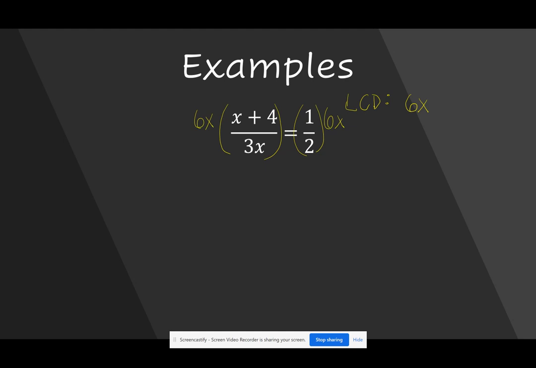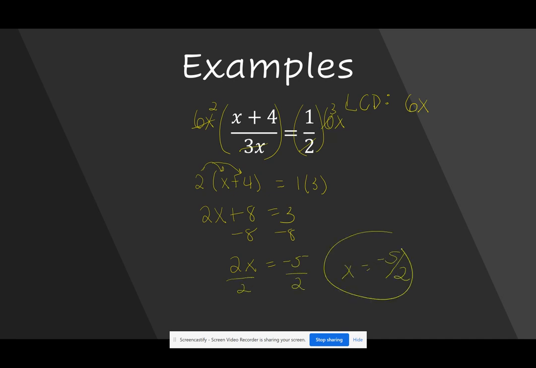Now, this will cancel some of it because we need to cancel out these denominators. For example, 6x and 3x cancels to just be 2, and 6 cancels with this 2 to just be 3x. So we're really multiplying 2 times (x + 4) = 1 times 3. And now that's an equation we know how to solve. We're going to distribute this 2. So we have 2x + 8 = 3. Subtract our 8, so 2x = -5, and divide by 2. So x is -5/2.